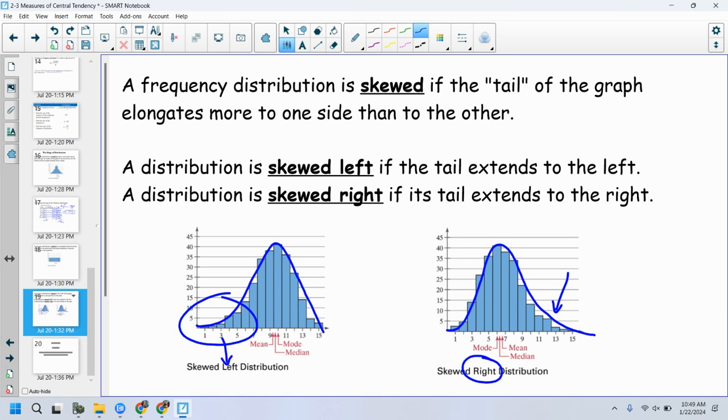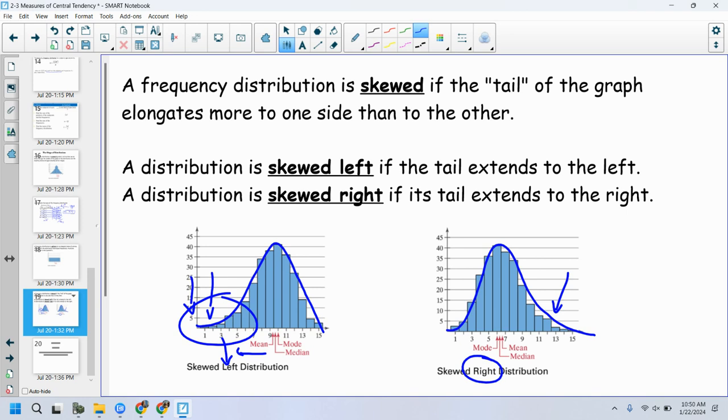Now, what does this mean? This means that outliers are affecting where the mean, median, and mode are, right? If it's a skewed left distribution, that's saying that there are outliers over here, which means that the mean is getting pulled more to the left. So the mean is further left than the mode and the median, right? The mode is exactly where the highest point is. The median gets pulled a little bit by the outliers, but the mean is getting pulled the most toward the left. That's a skewed left.